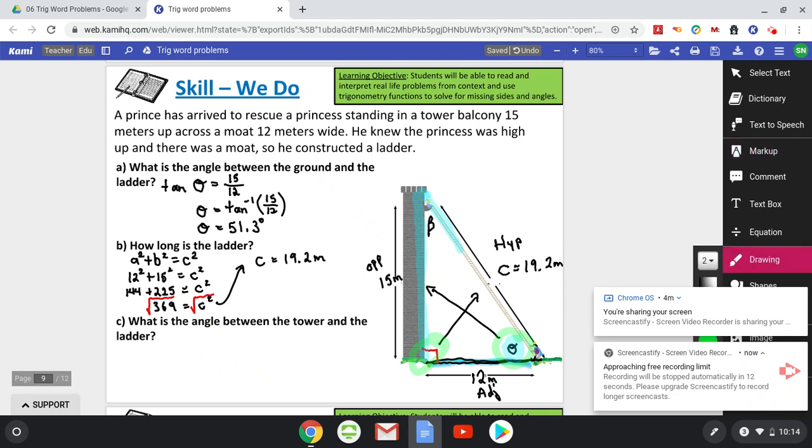51.3 from 180, and that will give us 38.7 degrees. So beta is 38.7 degrees. This concludes the video.